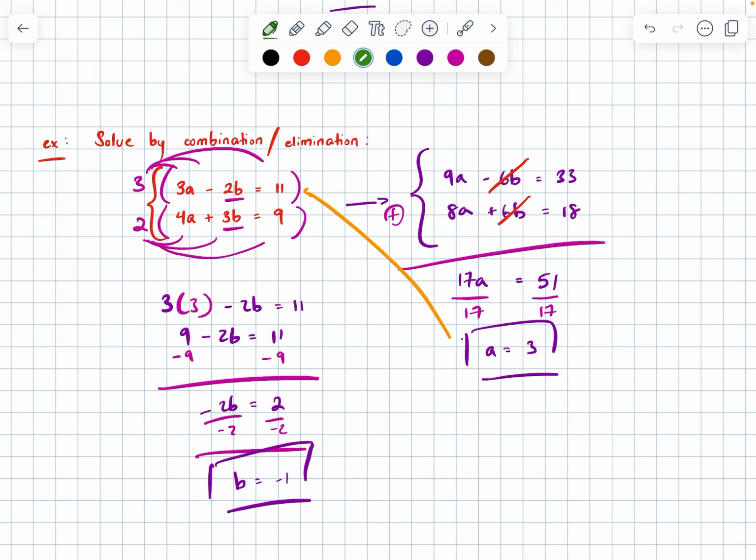As an ordered pair, how would I write this? 5, 4, 3, 2, 1, and stop. So I know that a comes before b in the alphabet. Therefore, 3 would come before negative 1 in our ordered pair. Fantastic. You now know how to solve any system of equations using combination or elimination.